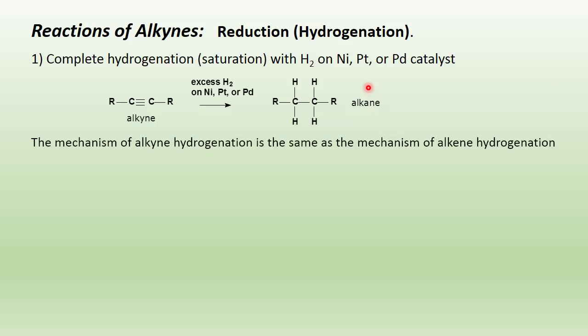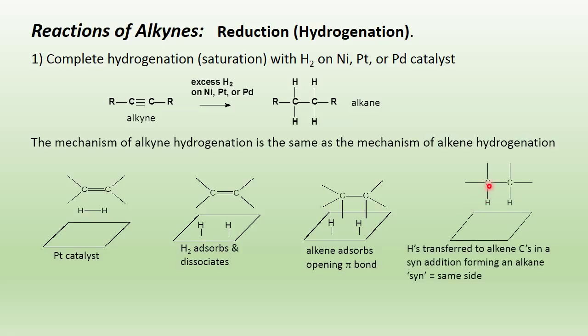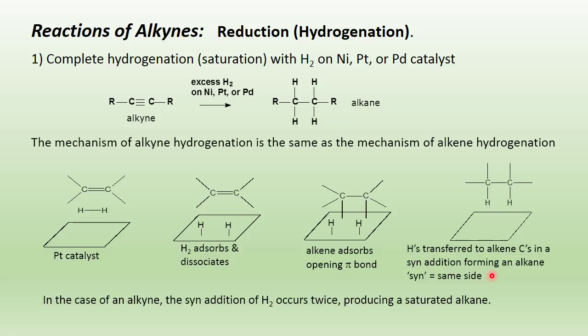Now the mechanism of alkyne hydrogenation would be the same as the mechanism of alkene hydrogenation. So let's review that here. Using an alkene, a platinum catalyst, and hydrogen gas, the hydrogen gas adsorbs on the surface of the platinum and dissociates. And then the alkene pi bond opens and the alkene adsorbs on the surface of the platinum. Then the hydrogen adds to the alkene in place of the pi bond, it's a syn addition or same side addition. Now in the case of an alkyne, the syn addition of hydrogen occurs twice, producing a saturated alkane.